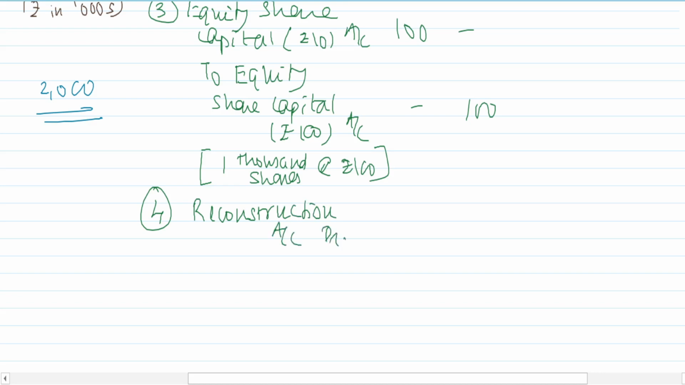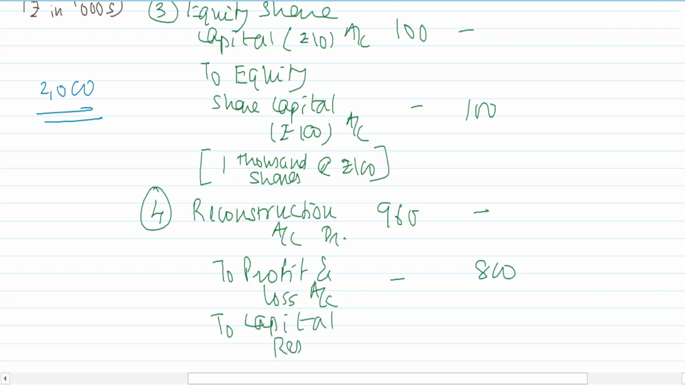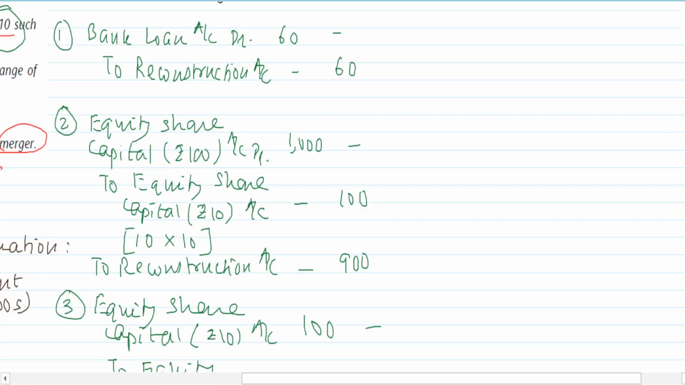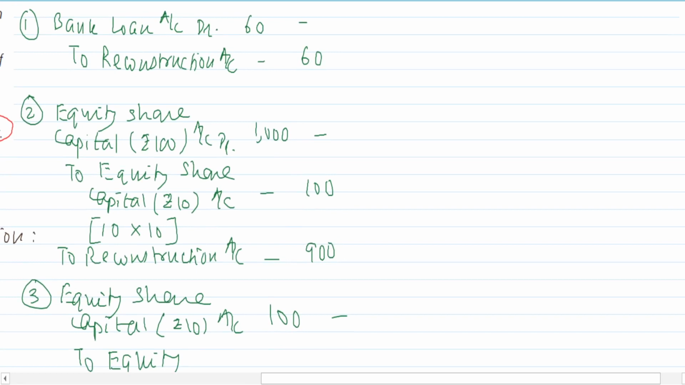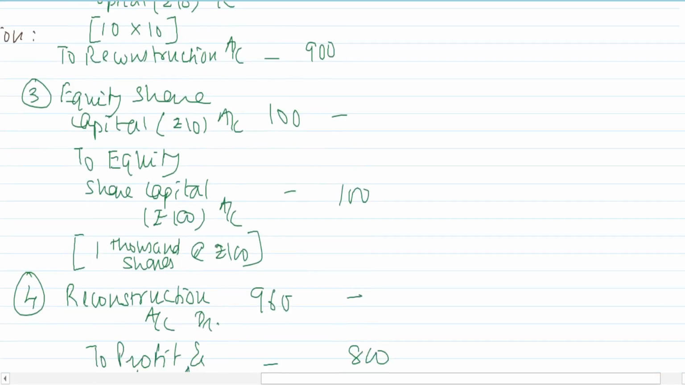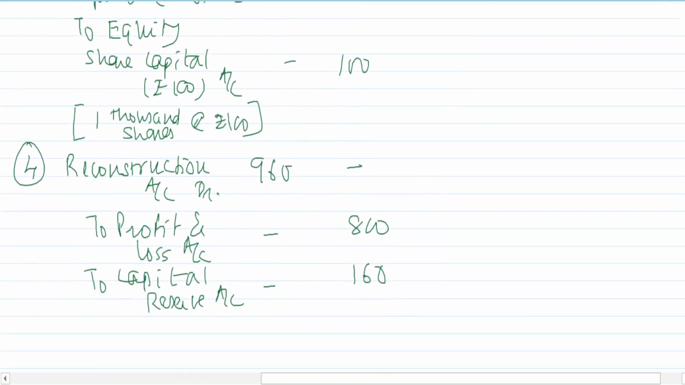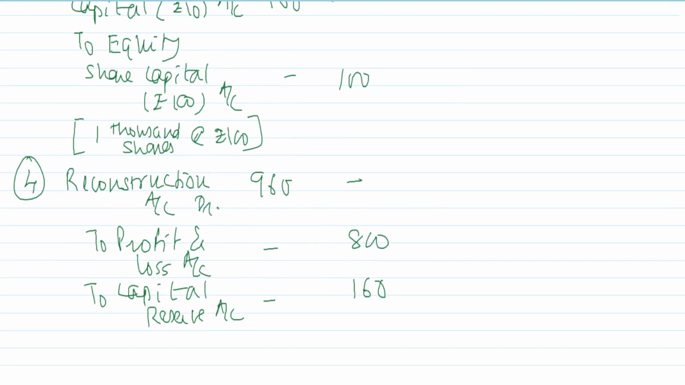Reconstruction account debit 960. Write off the loss to profit and loss account 800. Excess amount, I let it go to capital reserve. To capital reserve account 160. So before the acquisition, there is a small internal reconstruction that we are doing. So we give effect for the same. Pause the video at appropriate places so that you can complete your journal till here.